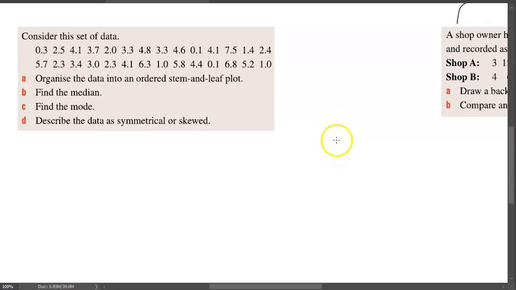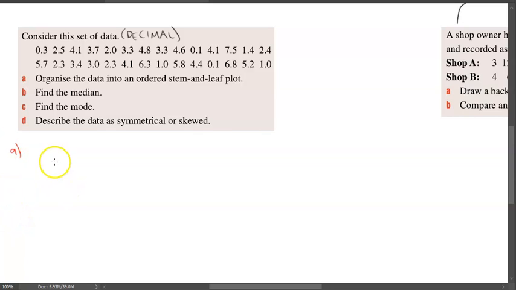It does not matter. All we know is that there's a certain amount of data points in decimals, okay? So you've got to remember that these are decimal numbers. We're going to organize this data into an ordered stem and leaf plot. We're going to find the median, we're going to find the mode, and we're going to describe this data, whether it's symmetrical or whether it's skewed. So how do we organize the data into an ordered stem and leaf plot?